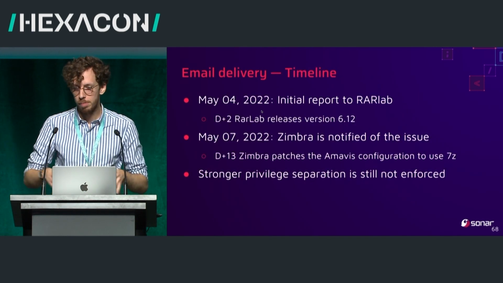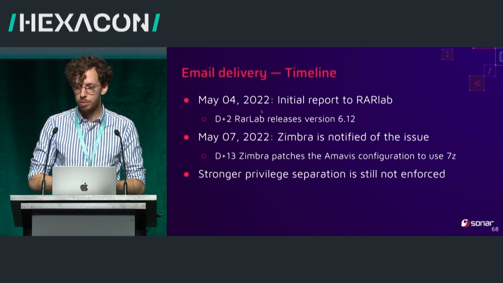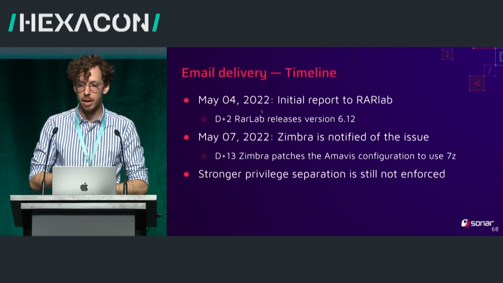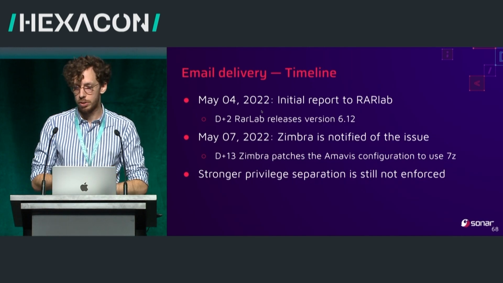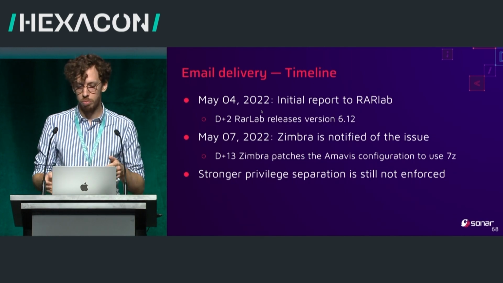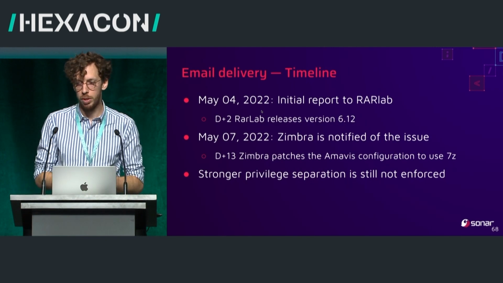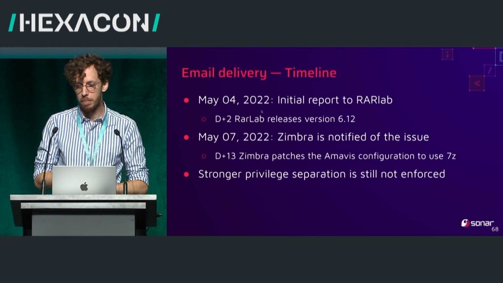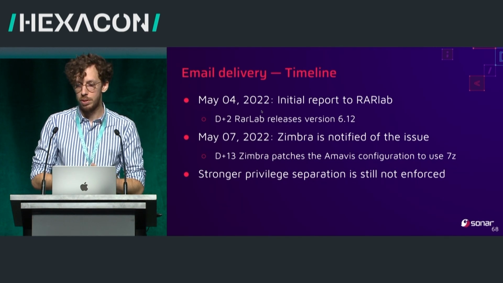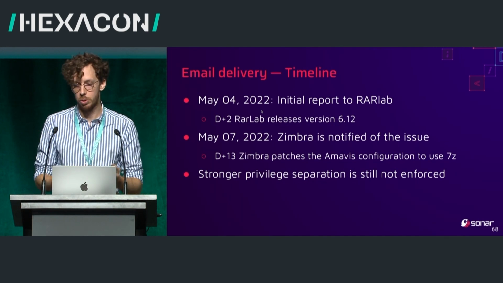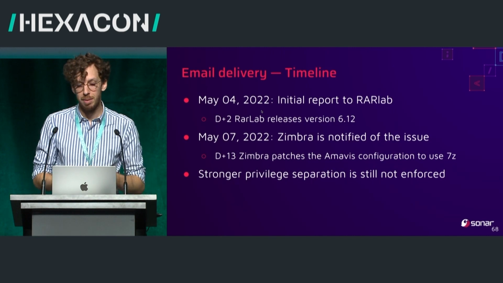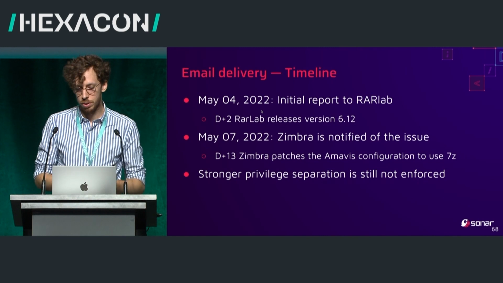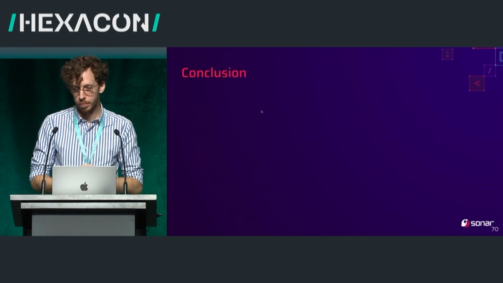So just a rough timeline, because it was pretty efficient in that case. The initial report to the Unrar maintainer was done in May, and 2 days after, they released the patched version. So in 2 days, it's really efficient. Everybody with a vulnerable version of Unrar would be safe. And then Zimbra was notified of the issue, and they patched Amavis to use 7z instead of Unrar, which is somewhat safer. There is not the same vulnerability, but there is still no strong privilege separation between all these processes. Amavis still runs as Zimbra.